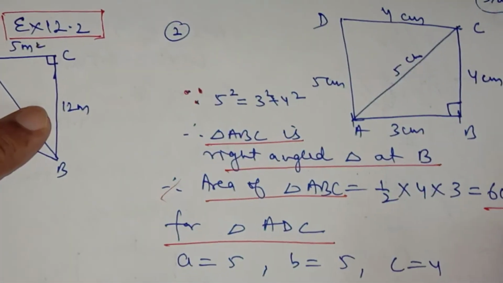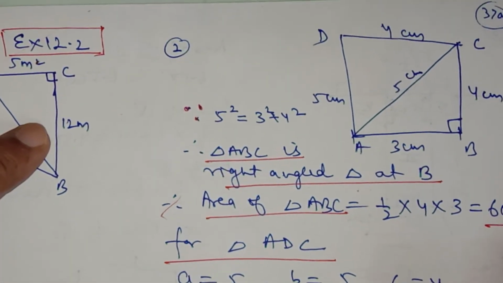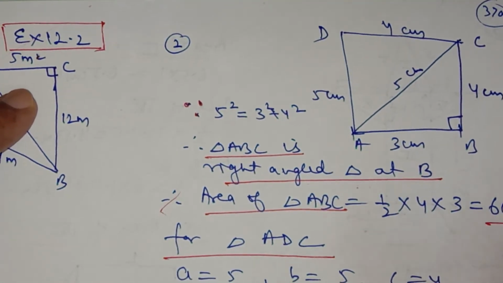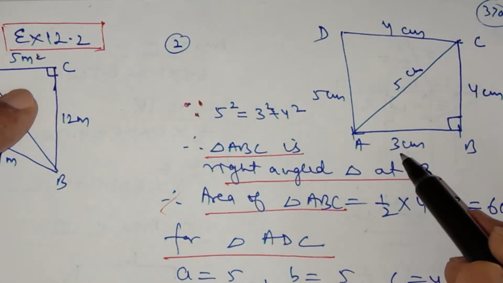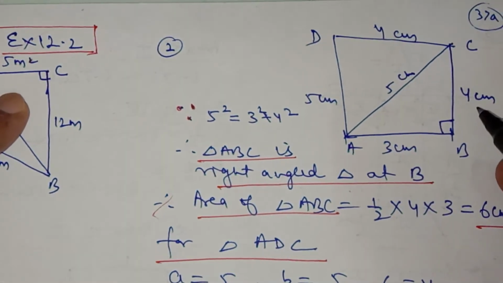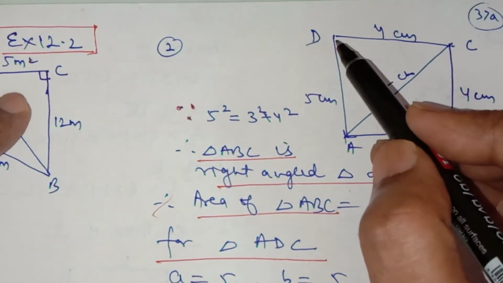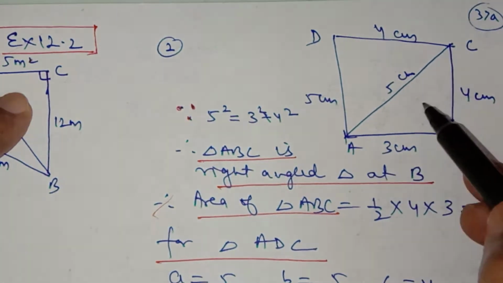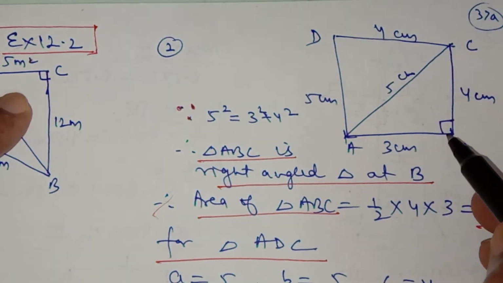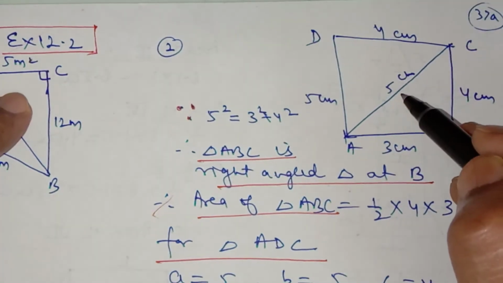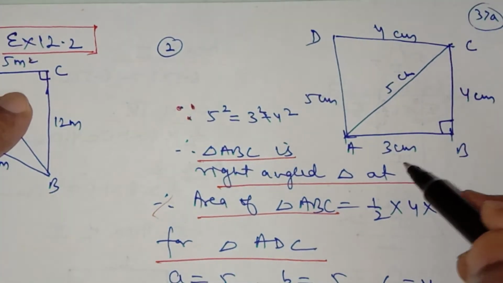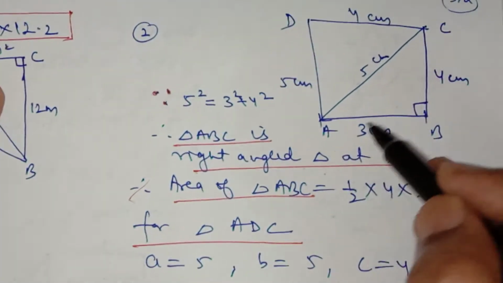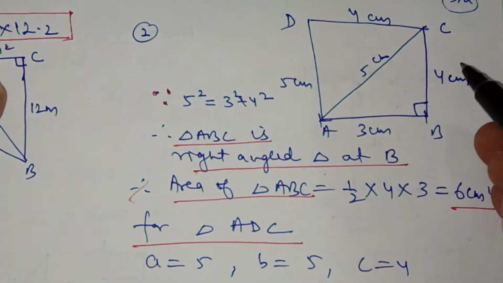In question number 2 also, again it is given that it is a quadrilateral in which angle B is a right angle, and the side AB is 3 centimeter, BC is 4 centimeter, CD is 4 centimeter, and AD is 5. As in question number 1, first of all you find AC, which is 5 centimeter. Because 5 square is equal to 3 square plus 4 square, ABC is a right angle triangle. So you can find the area of triangle ABC by half base into height, that is half into 3 into 4.